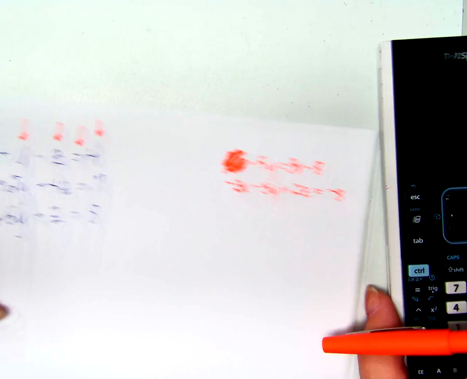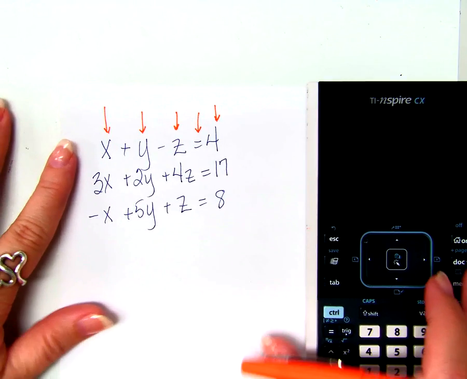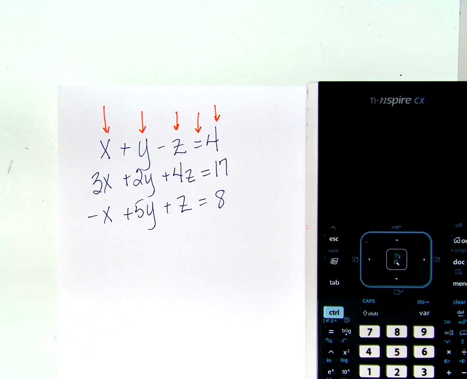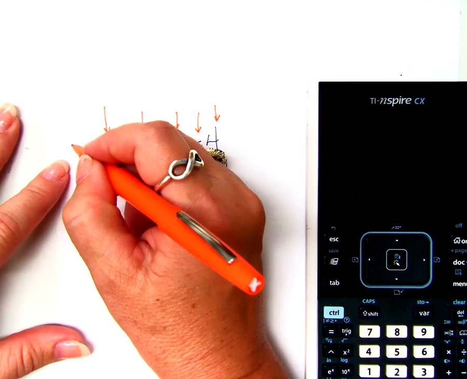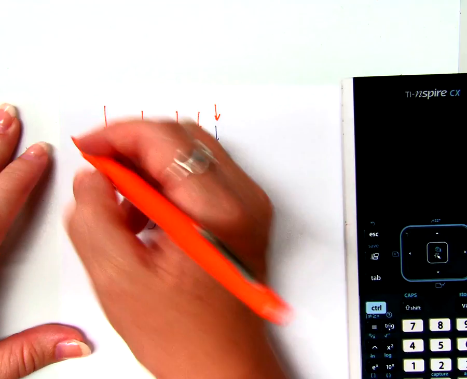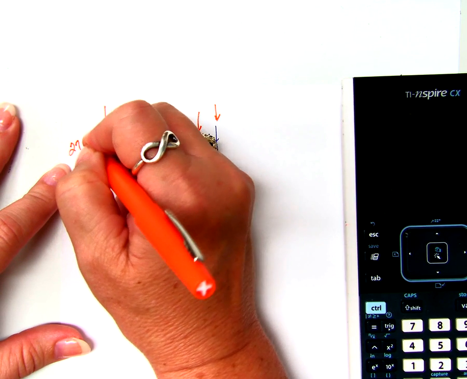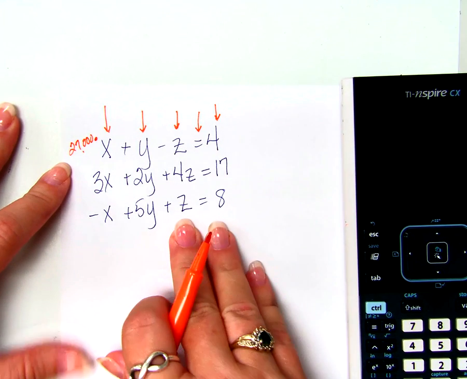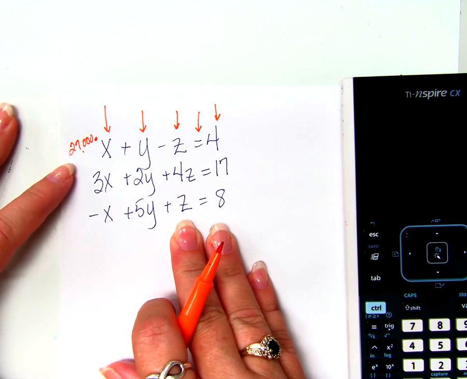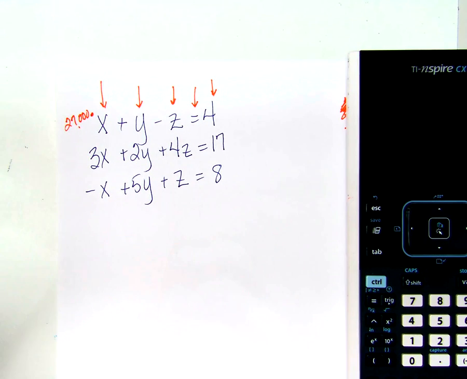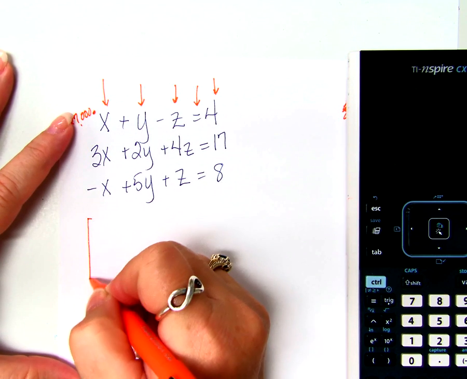Okay, so back to the problem at hand. Back to this problem right here. The first thing we have to do, first of all, we're going to write the problem number, whatever problem number this is. We write the problem. Got it? After we write the problem, we need to write what's called an augmented matrix. Let me show you what the augmented matrix looks like for this problem.